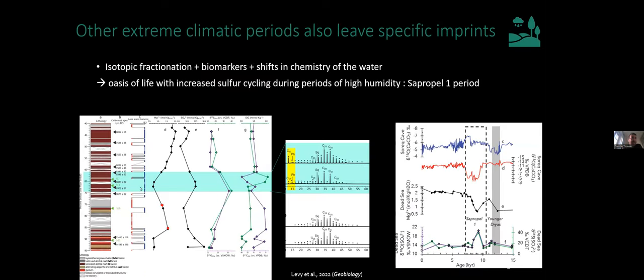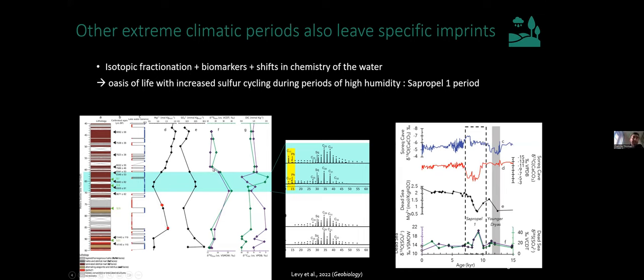Here is a study of a specific interval that corresponds to the period during which sapropel 1 deposited in the Mediterranean basin. And during this period in the Dead Sea, we have a decrease of magnesium (Mg2+) in the pore water of the sediment and an increase of sulfate, meaning we have probably a pulse of fresh water that is big enough to affect the deep chemistry of the lake.